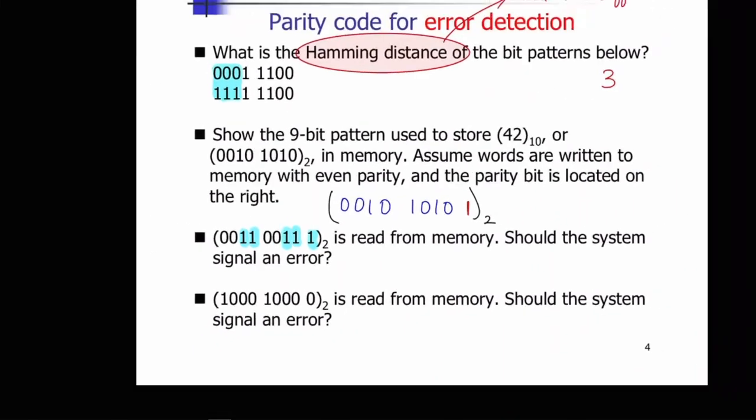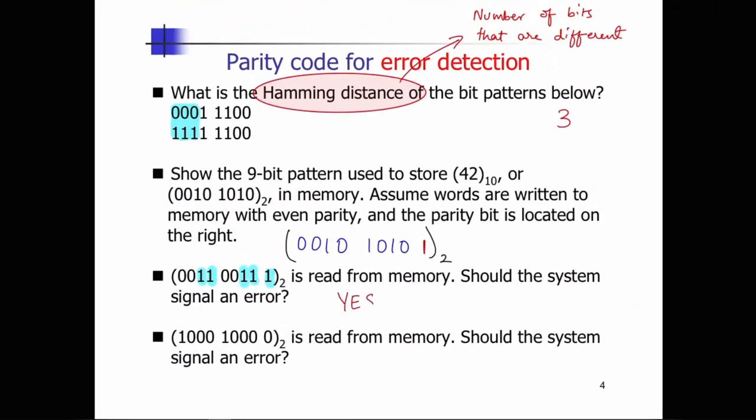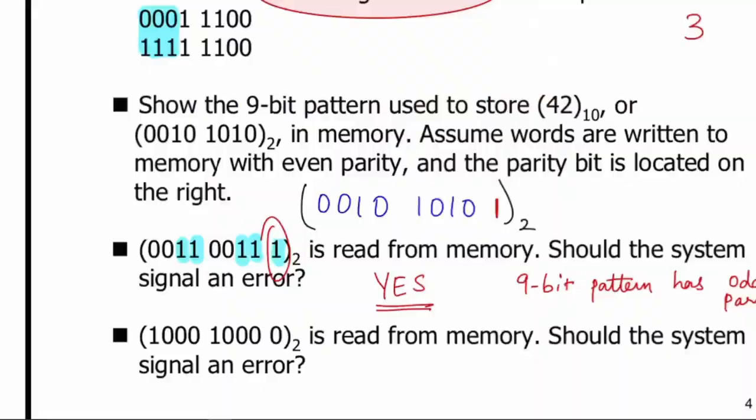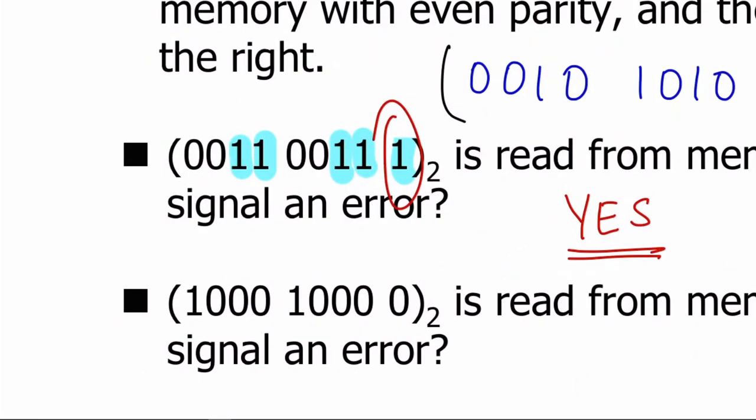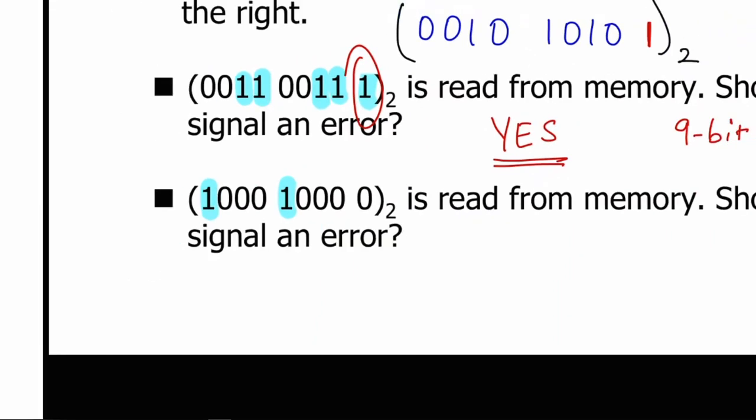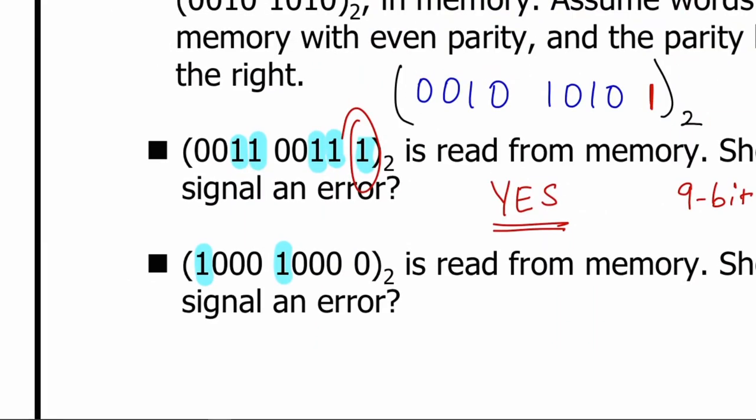So should the system signal an error? Well, yes. The reason being the 9-bit pattern has odd parity. Notice over here the parity bit is also being included in that calculation. Next, there's another 9-bit sequence over here being read from memory. In this case, what is the parity? So let's see, 1, 2, just 2. So even parity, which means we are good. So no.